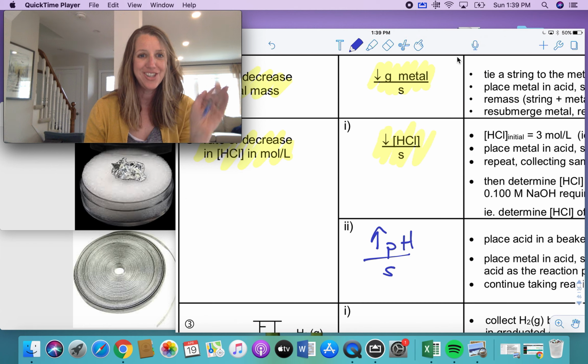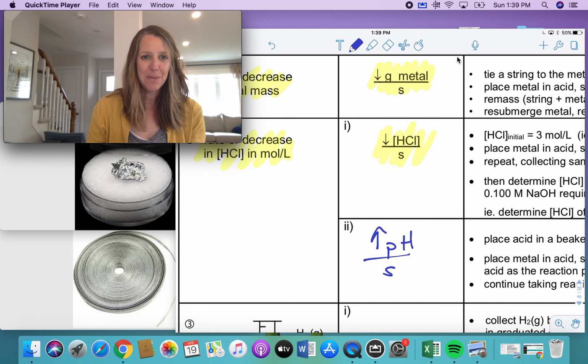So you've got an initial pH, you've got a final pH, divided by the time for the reaction to go, and now you've got a measurement that you could use to quantify the rate of the reaction.